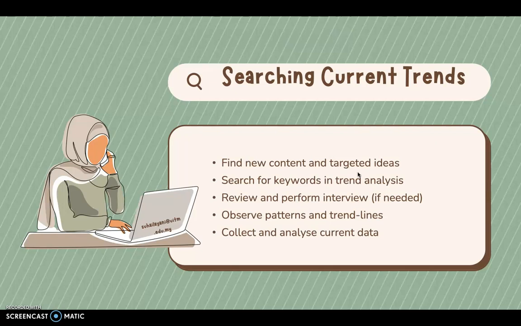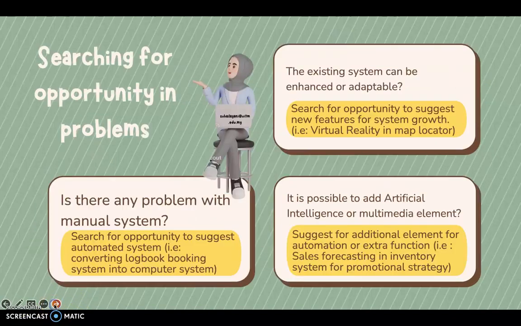Then you review and perform interviews if needed. If there's no person of interest that you want to interview, you can do a survey or you can do observation. Either way, as long as you get the data. Then you observe the patterns and the trend lines. You collect and analyze the current data. From this, you can construct the problem with the current trends. Then based on the problem, you can propose a new solution or new development system.